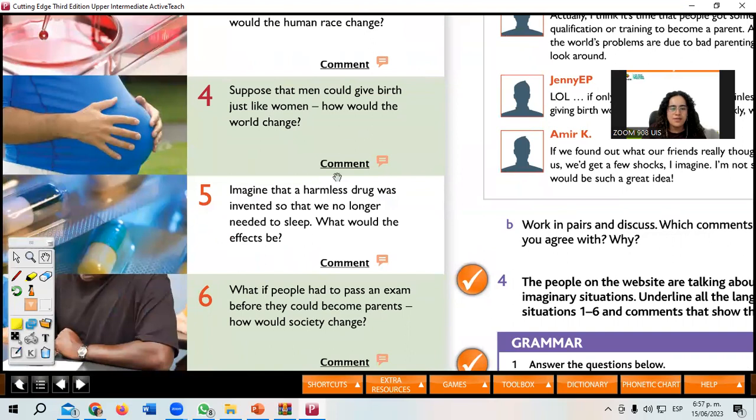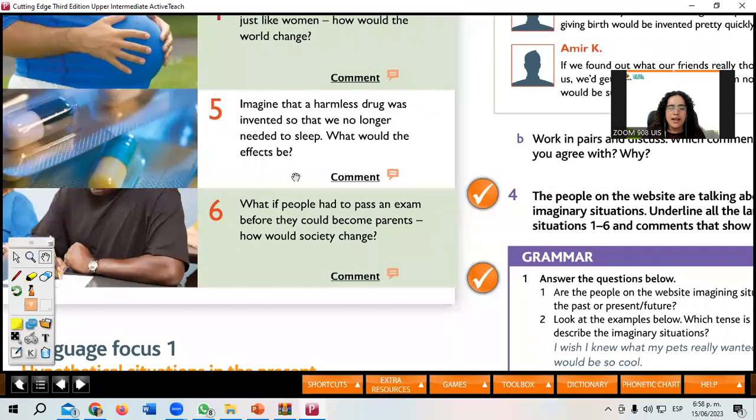Jeanette, number 5. Imagine that a harmless drug was invented so that we no longer needed to sleep. What would the effects be? And Jean-Claude, number 6. Okay, teacher. What if people had to pass an exam before they could become parents? How would society change? Yes, how would society change?